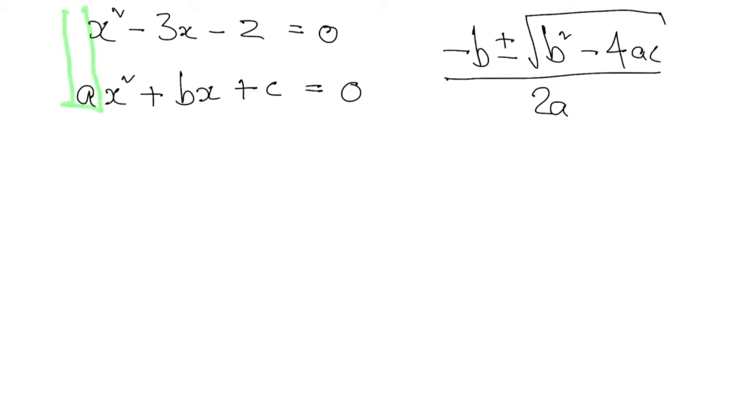A is the value in front of the x squared term. In this case, there doesn't appear to be a value, but you should appreciate that the value is 1 because there's 1 x squared. The value for b is the value with the x term itself. So b takes a value of negative 3, careful about the minus sign. C is a number, and c takes a value of negative 2.